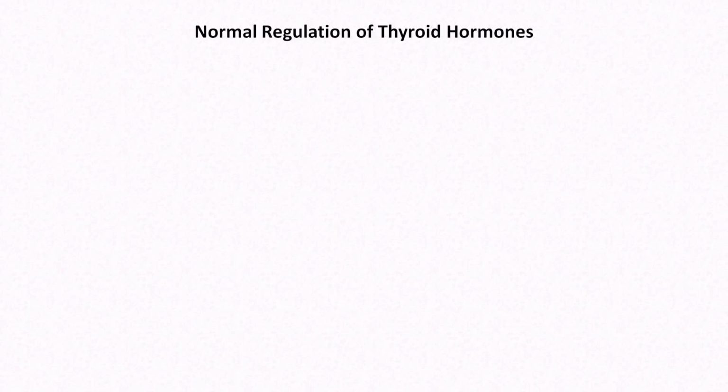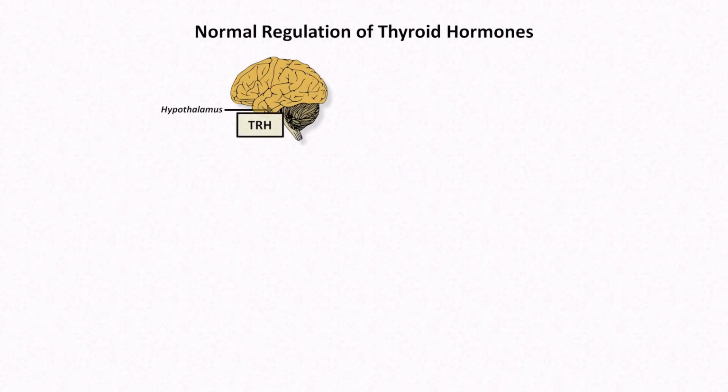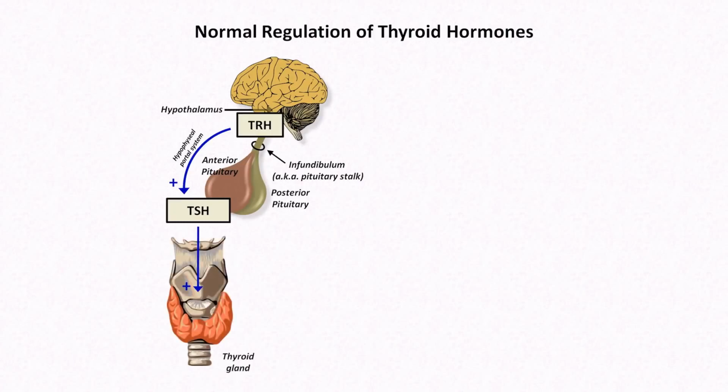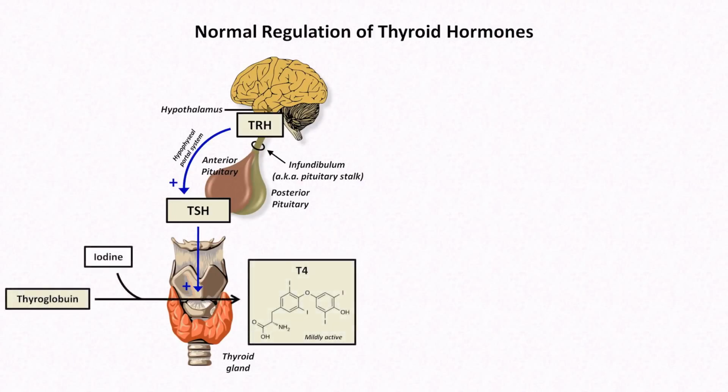I'll now move on to discuss how thyroid hormones are regulated, which will partly be a visual representation of what was just covered. It begins in the brain at the hypothalamus, where TRH is released into the hypophyseal-portal system to be delivered directly to the anterior pituitary, where it stimulates TSH release. And TSH, released into the systemic circulation, travels to the thyroid, where it stimulates, among other things, the formation of predominantly T4 from thyroglobulin and iodine.